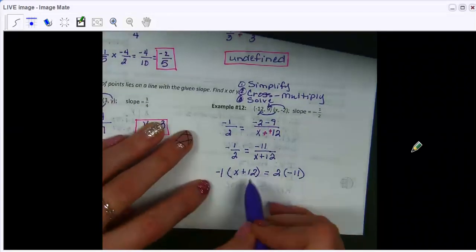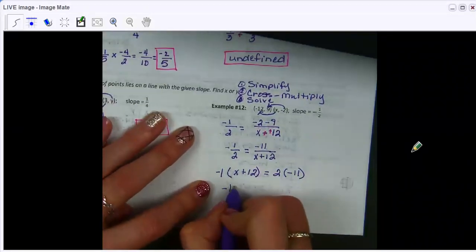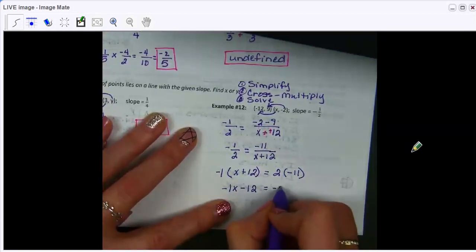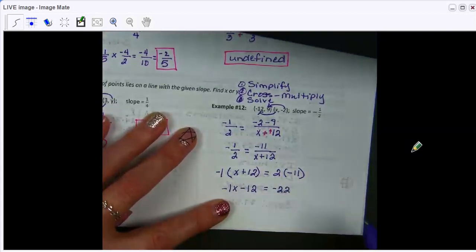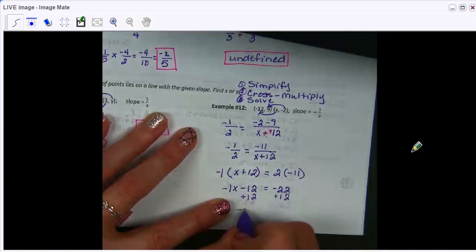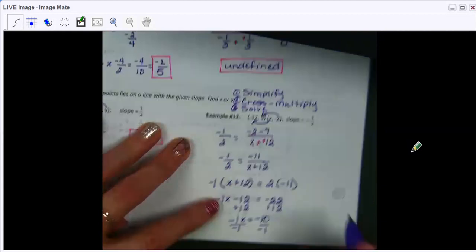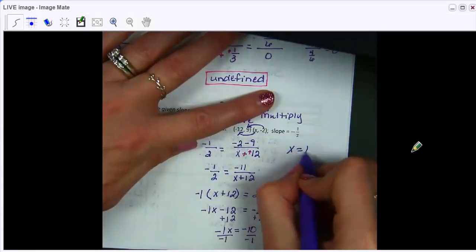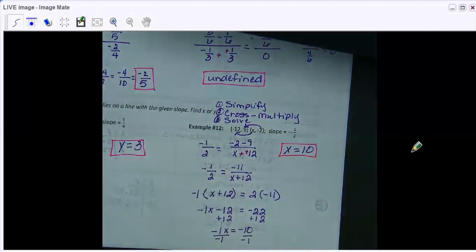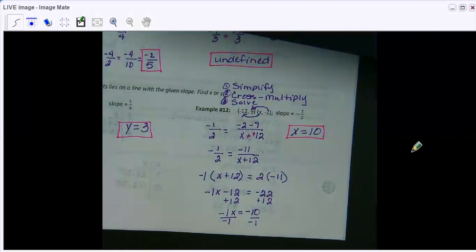Okay, so I'm going to distribute my -1 and I end up with -1x minus 12 equals 2 times -11, which is -22. Then I add 12 to both sides. And I end up with -1x equals -10. And I divide both sides by -1 and x equals 10. Any questions on that?